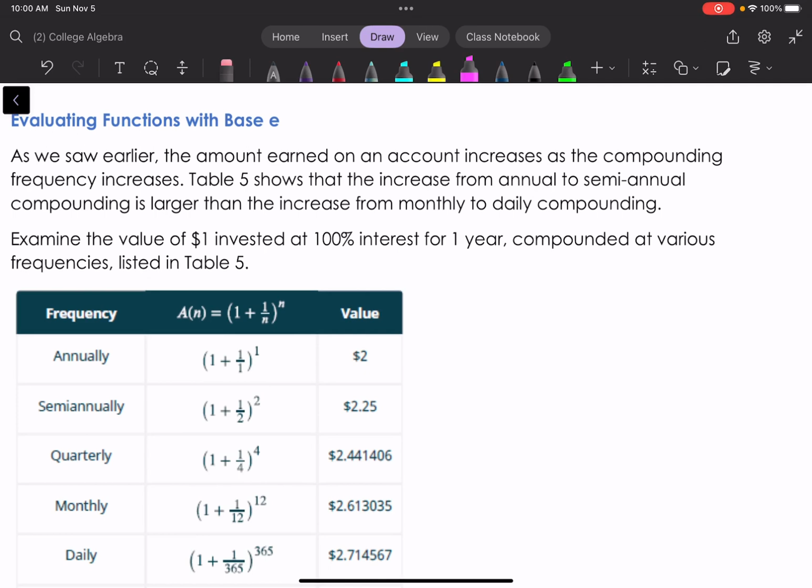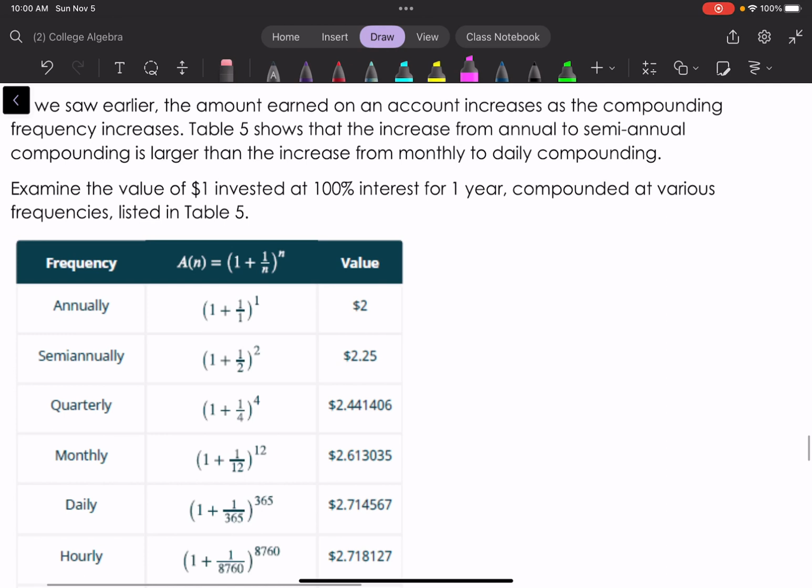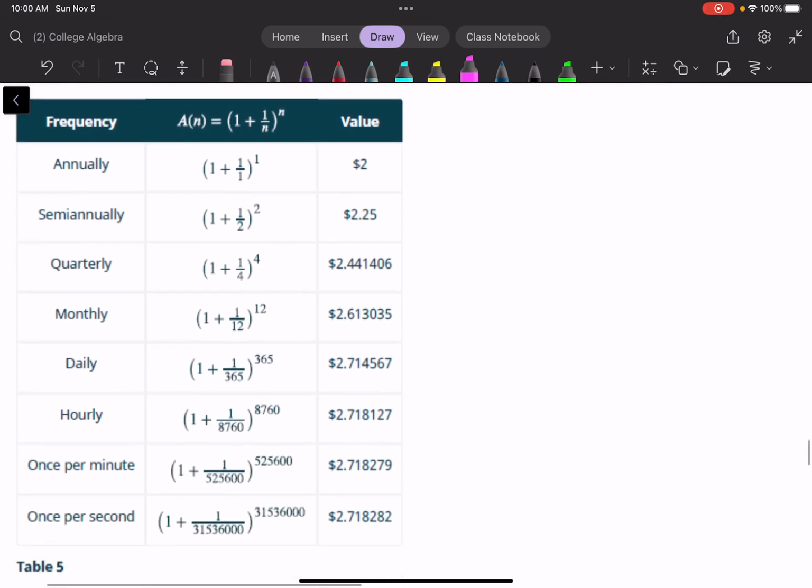The next thing is, for a second, we're just going to talk conceptually about what the base E is and what the number E is. And so we learned earlier that the amount of interest earned increases as the compounding frequency increases. So looking at this table is the value of a single dollar invested at 100% interest for a single year, compounded at various frequencies.